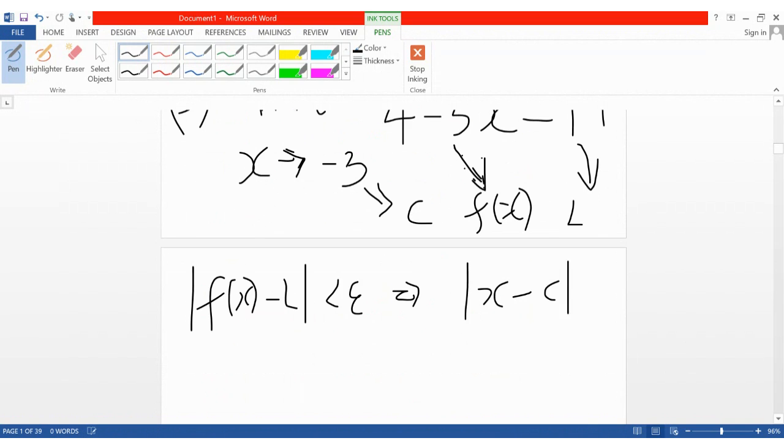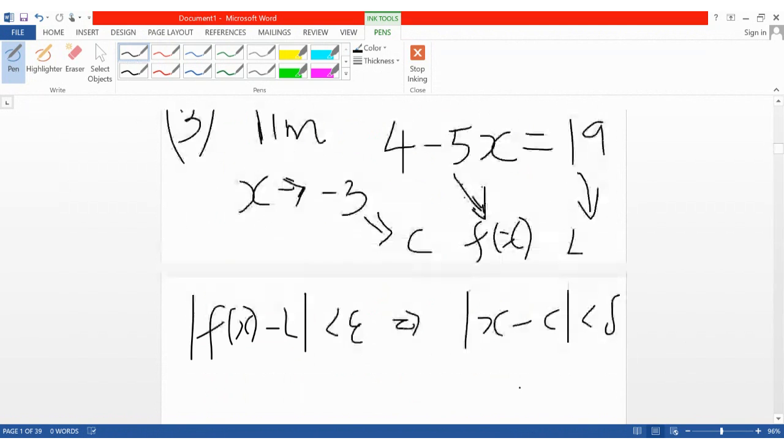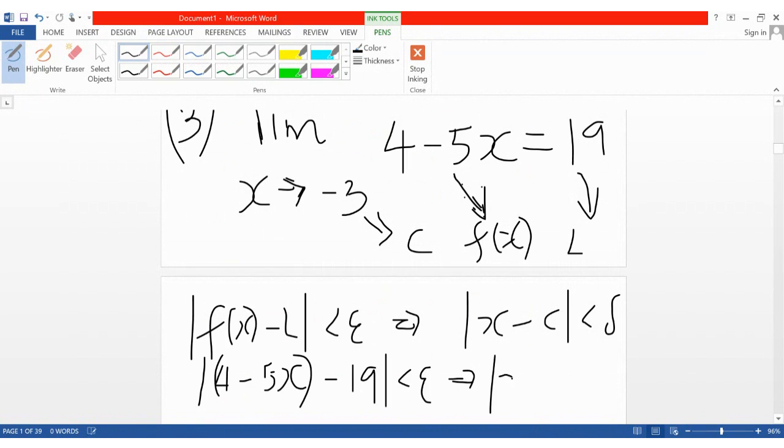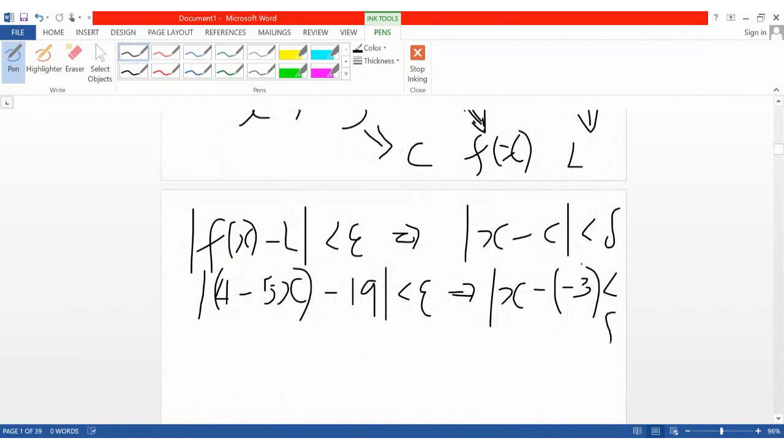So what is my f of x? My f of x is 4 minus 5x. So I'll have the magnitude of 4 minus 5x minus 19 less than epsilon whenever the magnitude of x minus, now my c is negative 3, so I'm putting the brackets, less than delta. Let me just write it in a better way. It's not that clear. You may get confused.